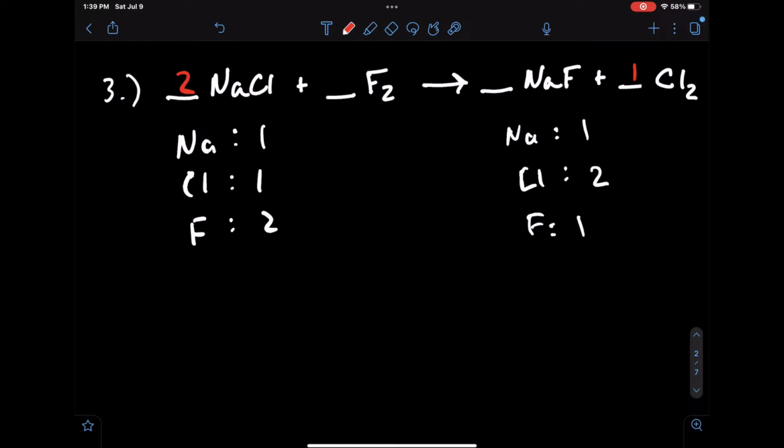So now we have 2, 2, and the chlorines do match now. Next we need to look at the fluorines. We have 2 on the left and 1 on the right. We're going to put a 2 right here, and that will make our new equation on the right 2 sodium, 2 chlorine, and 2 fluorine. As you can see, we have 2's all the way down on each side, so this one is balanced correctly.